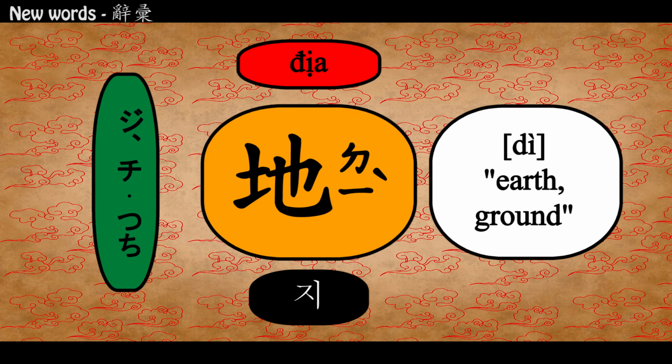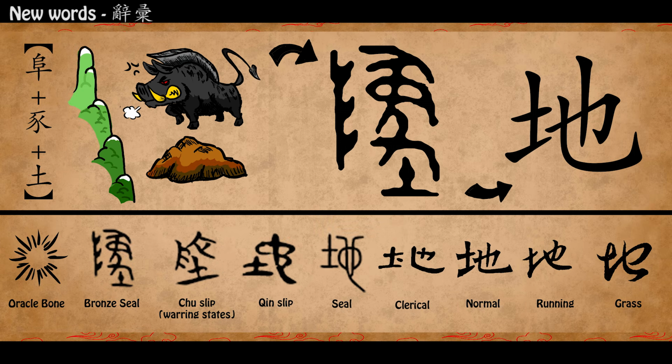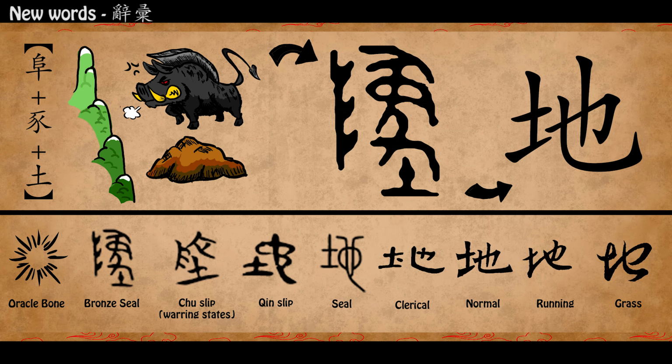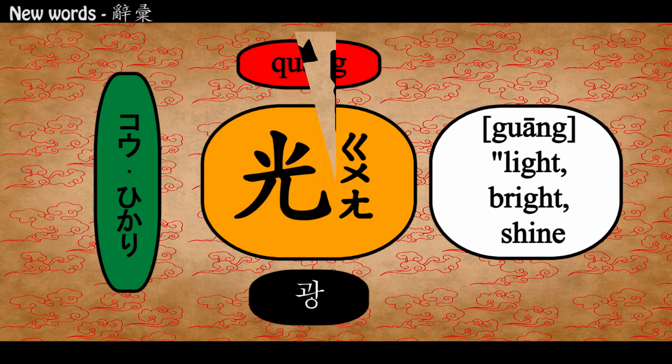Di, earth, ground. The earliest shape is made up of fu, hill or cliff, shi, swine or boar, and tu, soil. That is, the 3 things that made up the whole earth in the old Chinese mind. From the rolling hills and tall mountains, to the life-giving soil, and the wild beasts roaming the land. From the Warring States onward, the character was written as only from tu, soil, and ye, which gives the reading.